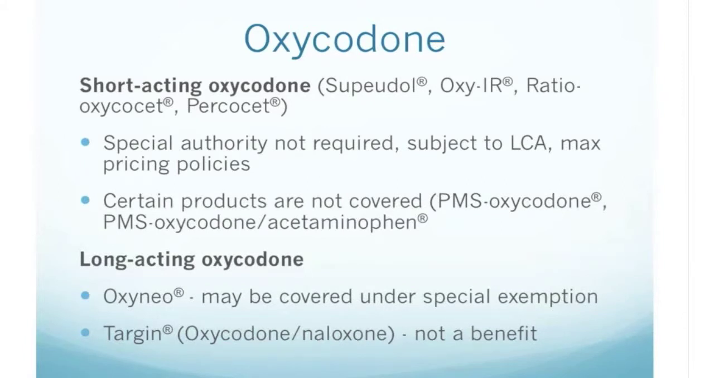Targin, which is the combination product of oxycodone and naloxone, is not a benefit under any of the Pharmacare plans. Yes, there was a question regarding if Targin is covered under Fair Pharmacare, and it's not. And it's not covered under special exemptions either. So even if your physician writes a letter to Pharmacare, they won't cover it.